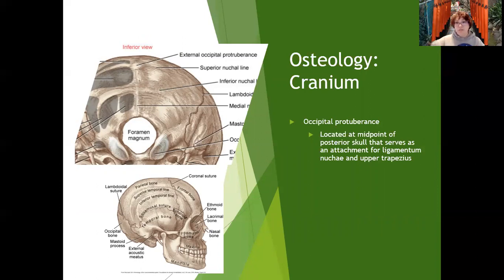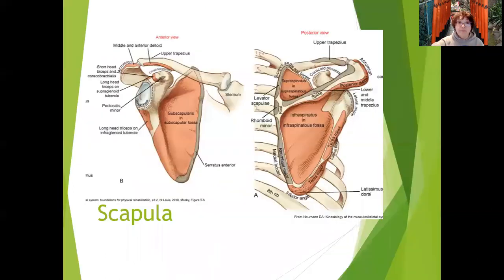Okay. So here's the cranium osteology, which we haven't talked about yet. We'll talk about it in a couple weeks. But the external occipital protuberance, like I showed you on the skeleton, is the little knot on the back of your head. It's really easily palpable on most people, even people with a lot of hair. People who don't have a lot of hair, you can even see it sometimes. So it's there, a little bump on the back of your head. It's located at the midpoint of the posterior skull, and it serves as an attachment for the ligamentum nuchae and the upper trapezius. So that just tells you something too about the upper trapezius: it can affect the head as well.